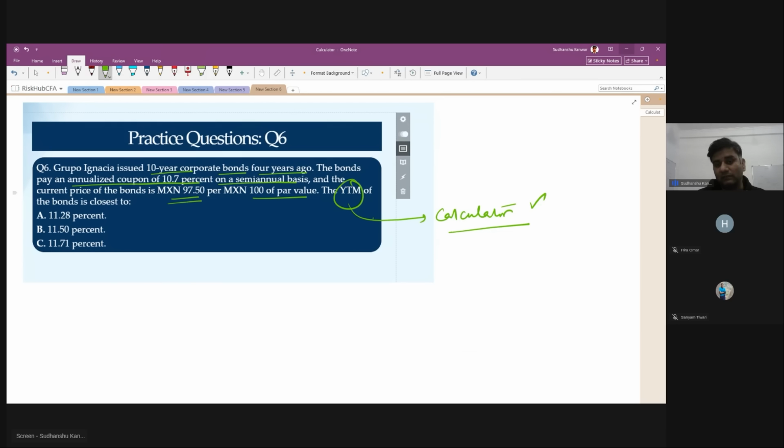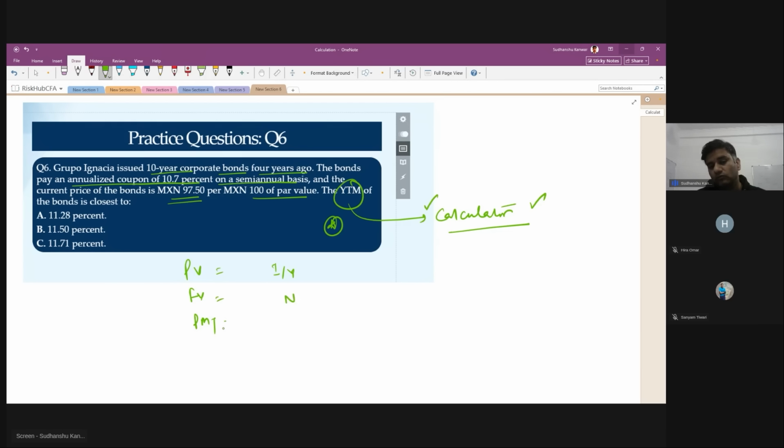So you say, okay, fine, let's not waste time creating equations, straight away calculator. This is a hack I'm giving you. A lot of students don't remember this hack and unnecessarily get confused. You have to solve questions in time, so your mind should be absolutely clear: YTM, I have to find, calculator. Then there are five things I need to know: PV, FV, PMT, I/Y, and N.